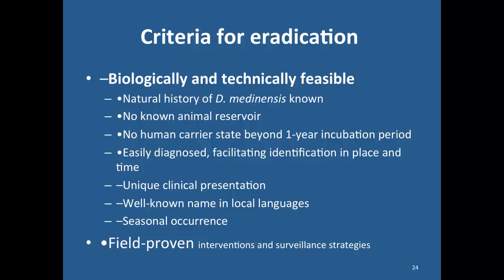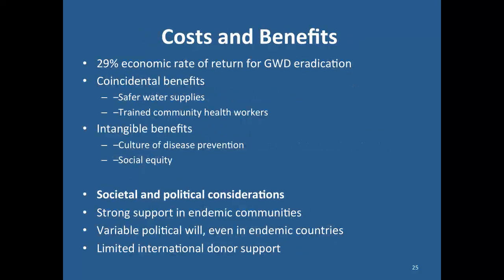That's also critical. Again, I mentioned that you can't have an animal reservoir, that humans should be the only host, that the diagnosis is fairly easy and identification is easy, but also that the clinical symptom presentation is well defined, and this particular one has well-known local languages. People know what the disease is. The seasonal occurrence makes it much easier to identify. So identifying that you actually have the disease is easy, which makes theoretical prevention strategies easy. And that's the key to this disease, the prevention strategies.